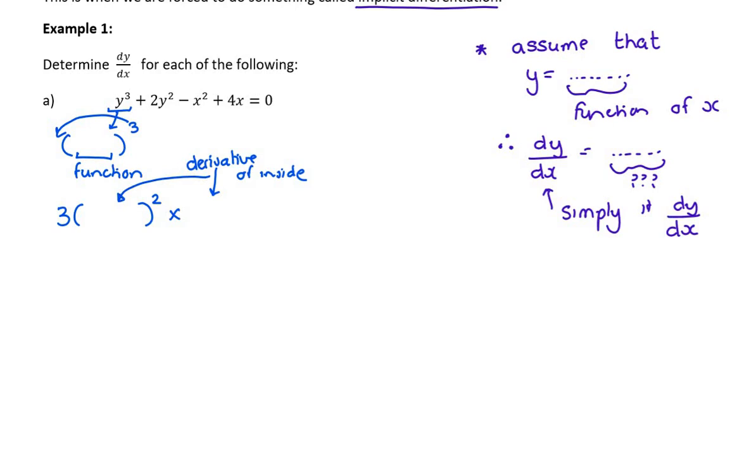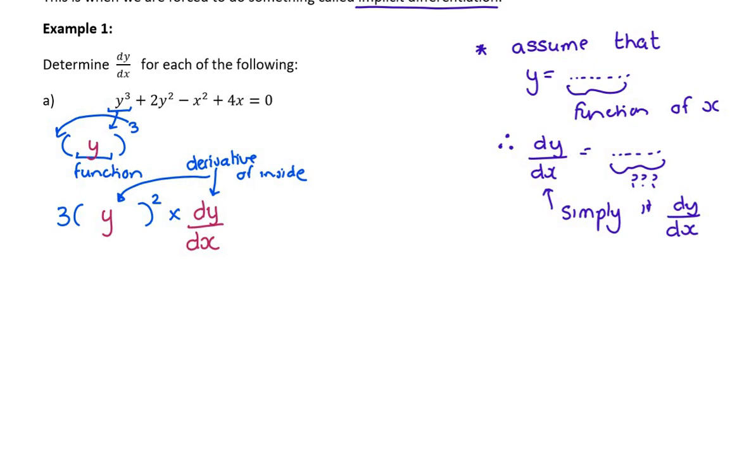Now the problem is I don't know what that is. I don't know what y is equal to in terms of x because I can't get it. So what we do is we just leave it as y. So we bring down the 3, we say it's 3. Now I don't know what y is, so I'm going to leave it as y squared multiplied by the derivative of the inside, which is the derivative of y. And so I'm just going to write that as the derivative of y with respect to x, because I can't explicitly write it at the moment. If I could, I would write it there.